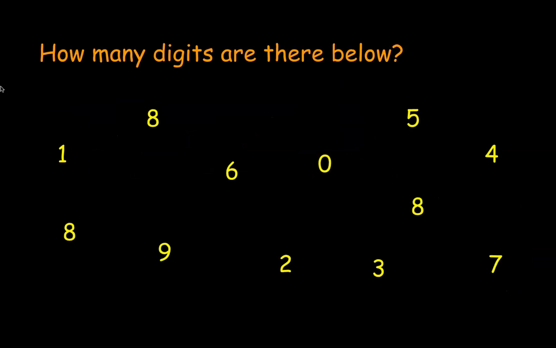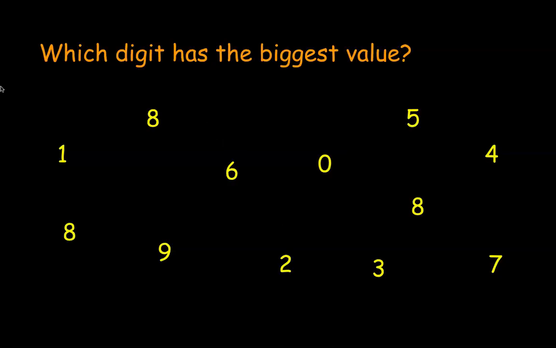Right, let's have a look here. How many digits are there below? Shouldn't take you long. Answer 12. Now, which digit has the biggest value? We've just spoken about this, right? Biggest value. Think about it, and I've highlighted it there for you in red. I hope you could see that. The answer is the digit that has the biggest value is 9 on that page.